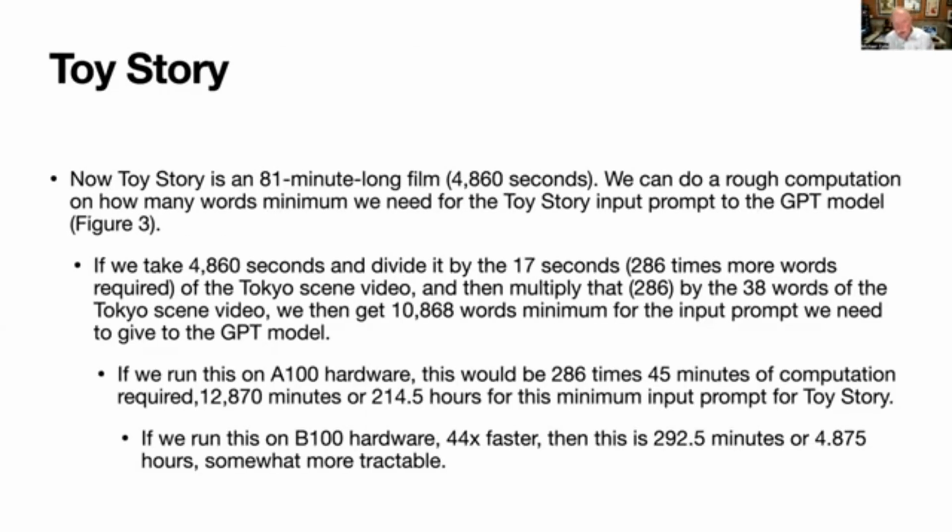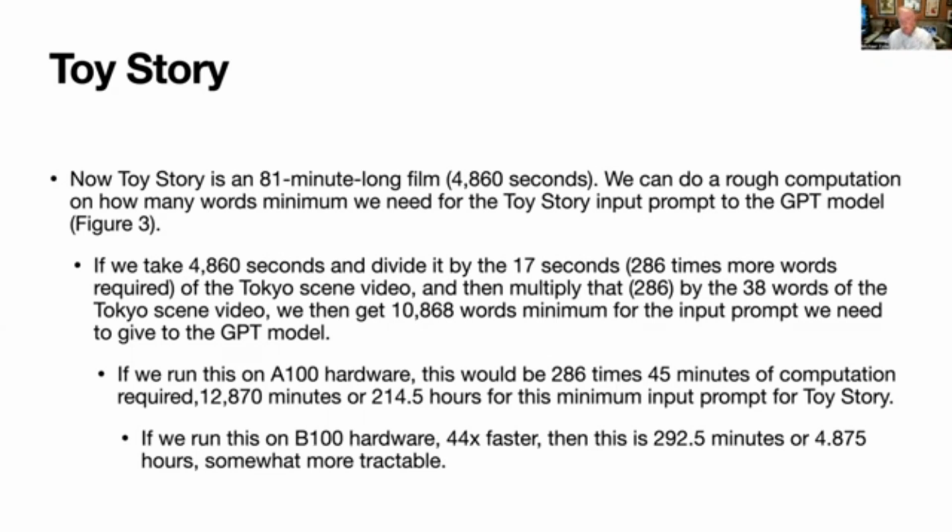Now, Toy Story is an 81-minute long film, 4,860 seconds, and we can do a rough computation on how many words minimum we need for the Toy Story input prompt to the GPT model. If we take 4,860 seconds and divide it by 17 seconds, that's 286 times more words required than the Tokyo scene video. Then multiply that 286 by the 38 words of the Tokyo scene video, and we get 10,868 words minimum for the input prompt we need to give to the GPT model.